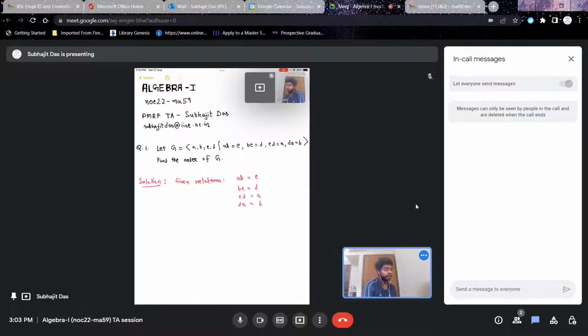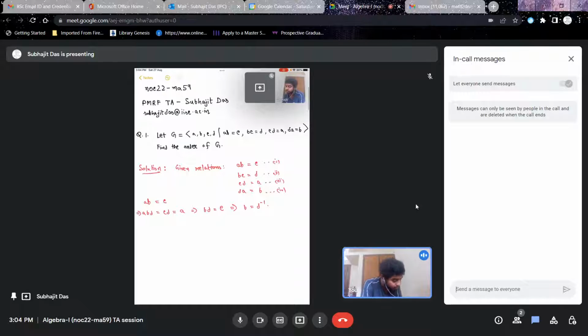Right? So we see that if we take the relation AB is equal to C, and multiply D on both sides, this will imply ABD is equal to CD. This is the first relation, this is the second one, this is the third one, and this is the fourth one. Notice that the third relation implies that CD is A, from which we get that BD is equal to the identity element of G.